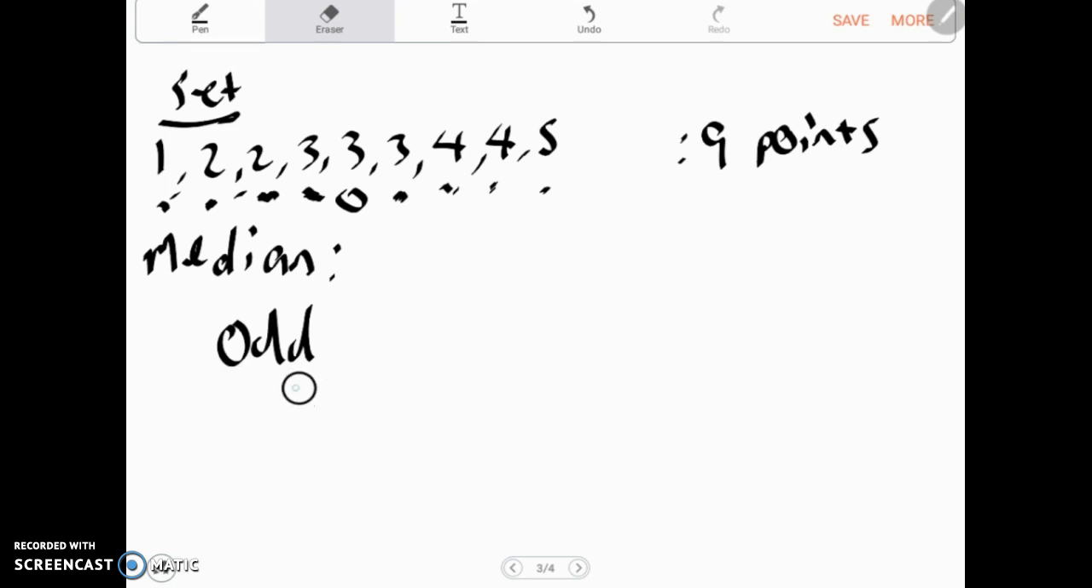The other way that I've seen people do it, I don't really like using this way because it doesn't work so well if you've got a really large data set, is I've seen people cross them out starting from each end. So to find the median, you'd go like that, like that, like that, and you just keep going, and the only one left we have is 3. So there you go. That's another way you can find your median.